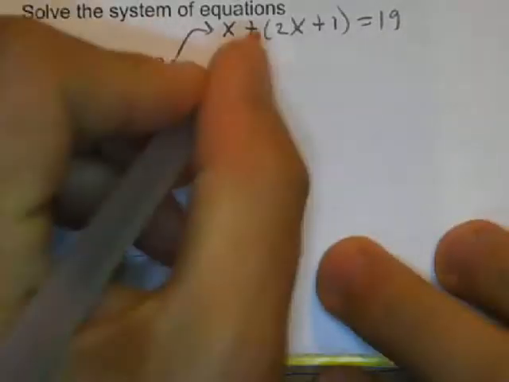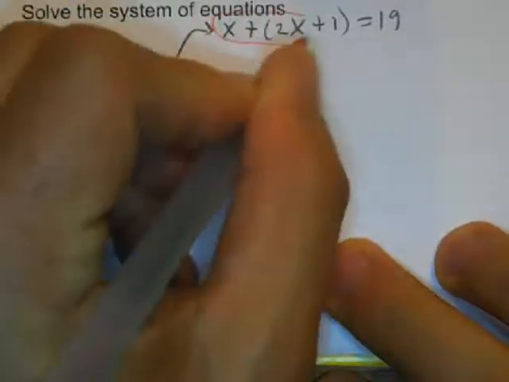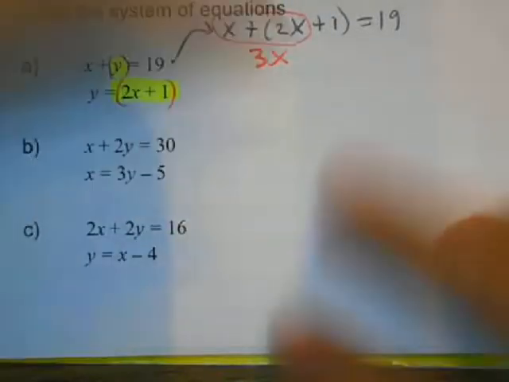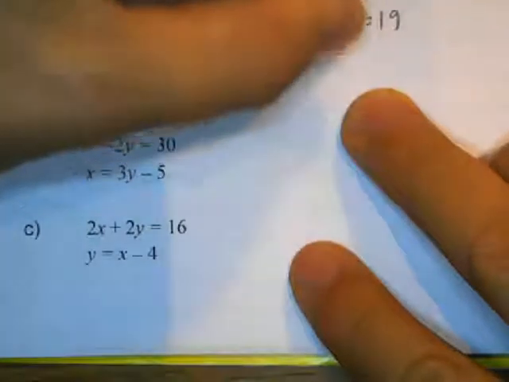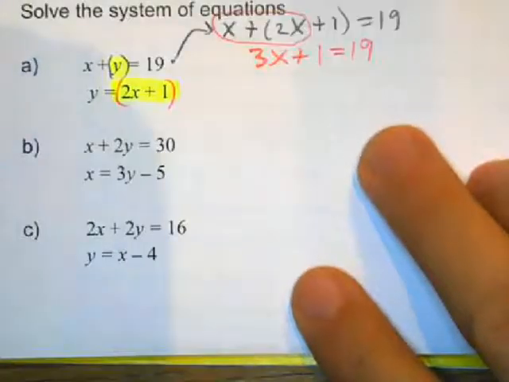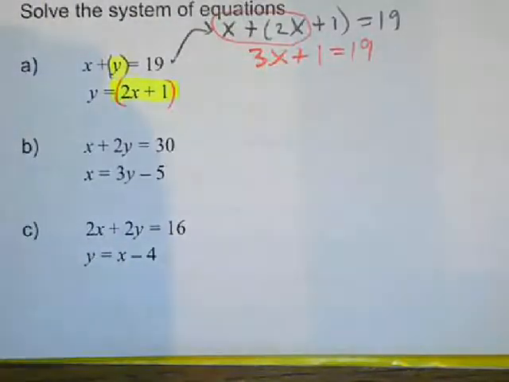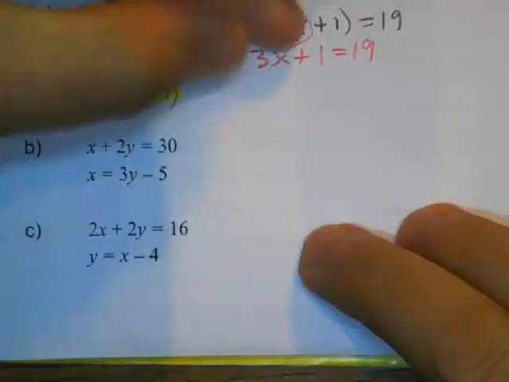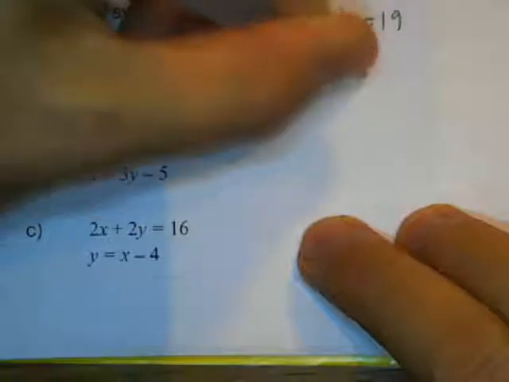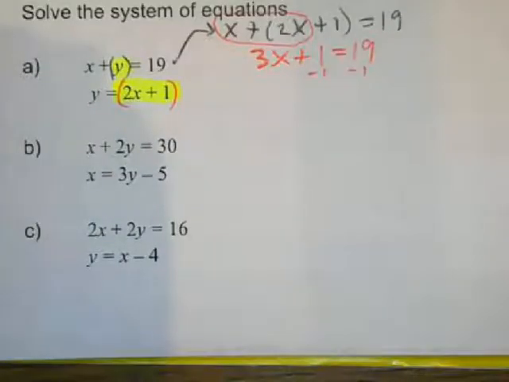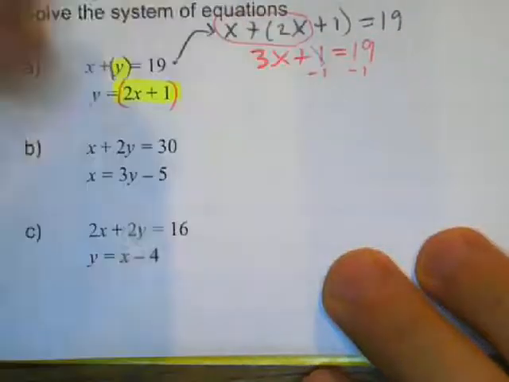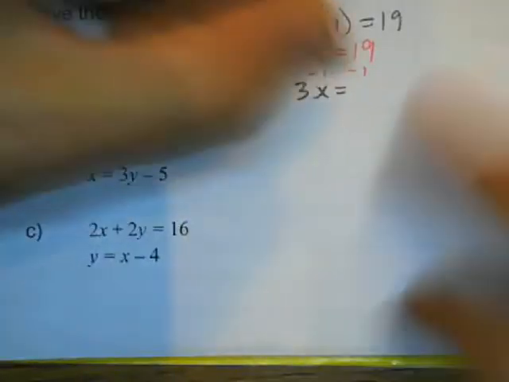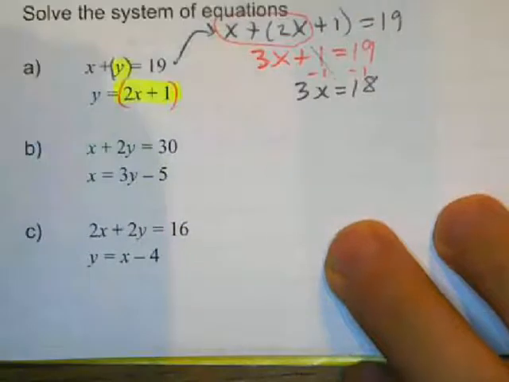So x plus 2x is going to give me 3x, and then we have plus 1 equals 19. Okay, you might want to hit pause if you need extra time. Okay, so now we want to subtract 1 on both sides, and then the 1 minus 1 cancels out, and I have 3x equals, and 19 minus 1 gives me 18.